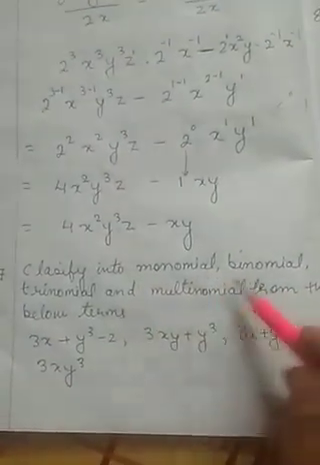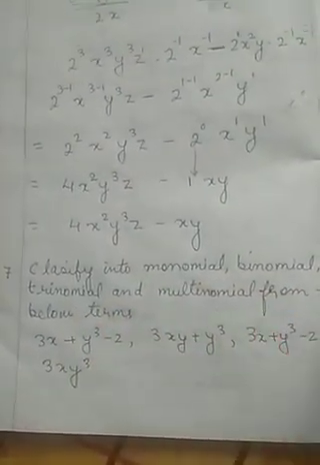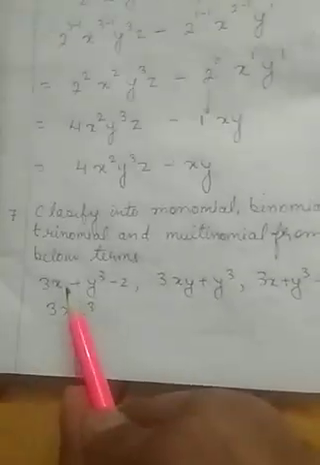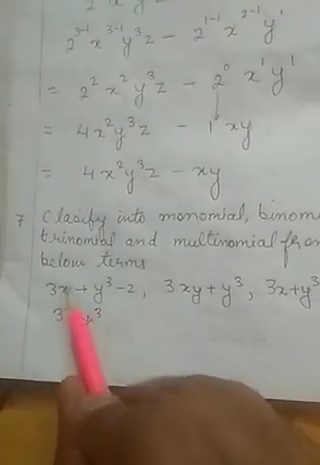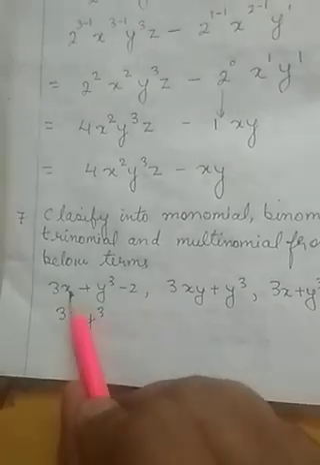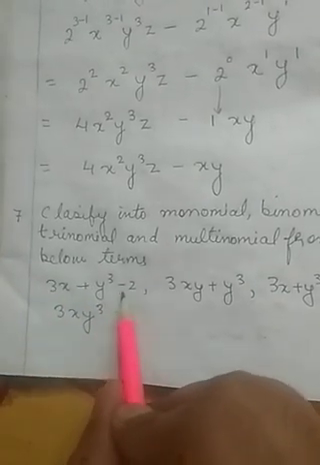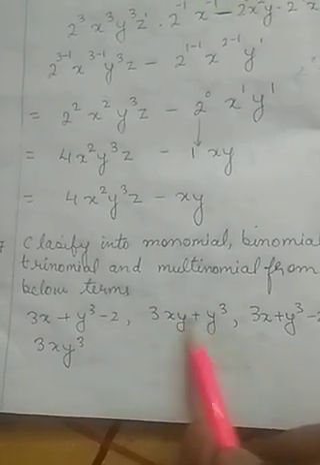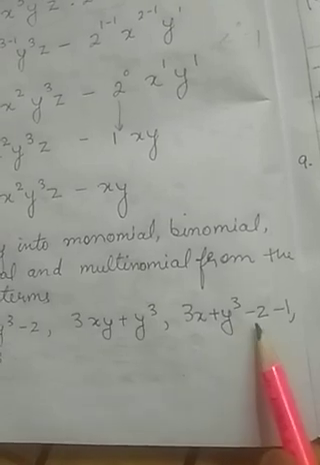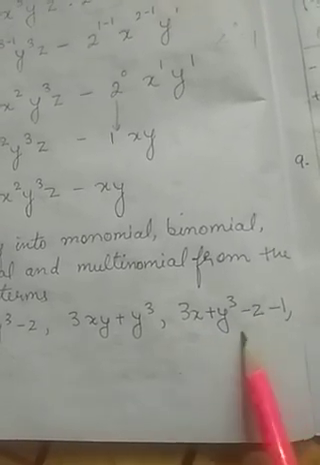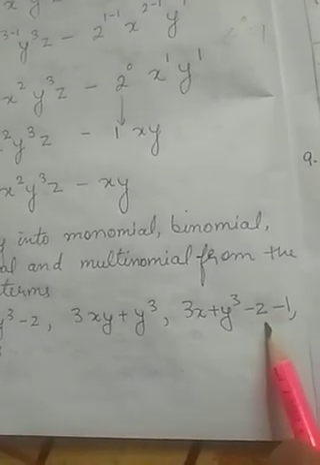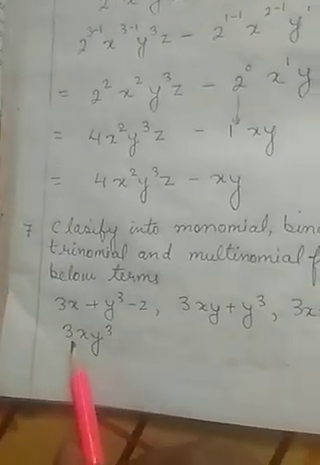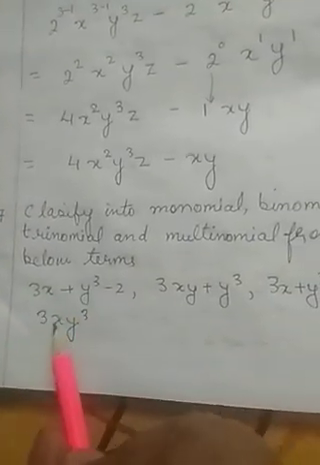Clear? Now classify monomial, binomial, trinomial and multinomial from the below terms. Here this is having 3 terms, so it is a trinomial. It is having 2 terms, plus is separating 2 terms, so it is a binomial. Here plus and minus are separating 4 terms, so it is a multinomial. And here it is having 1 term only, it is a monomial.